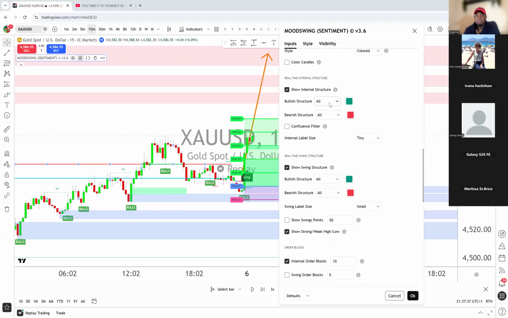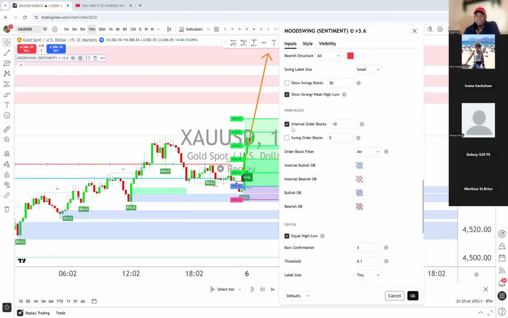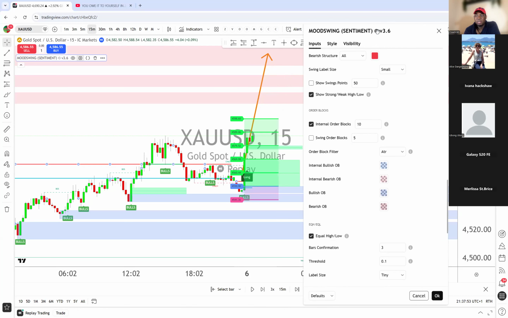The next bit that I'm going to talk to you about is these internal order blocks here. The number just shows how many internal order blocks are going to be displayed. It worked. Okay, there we go.